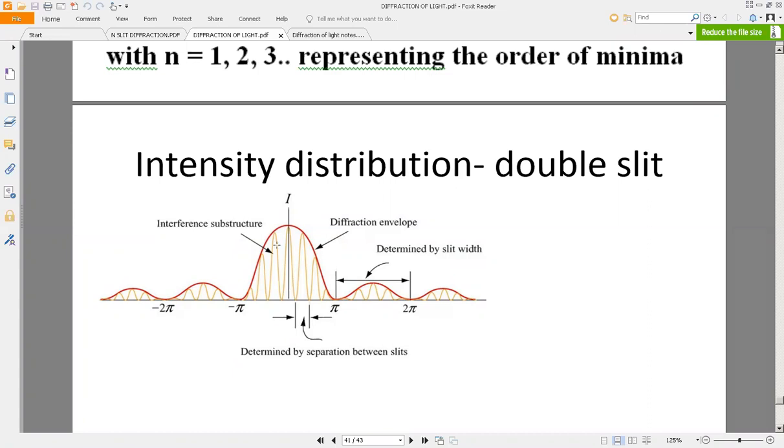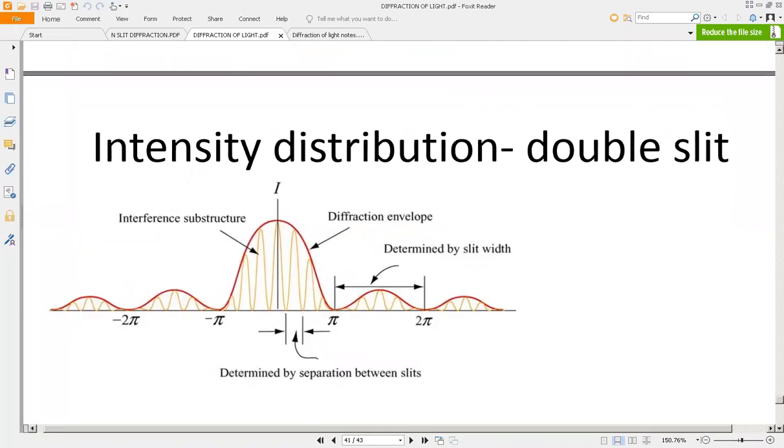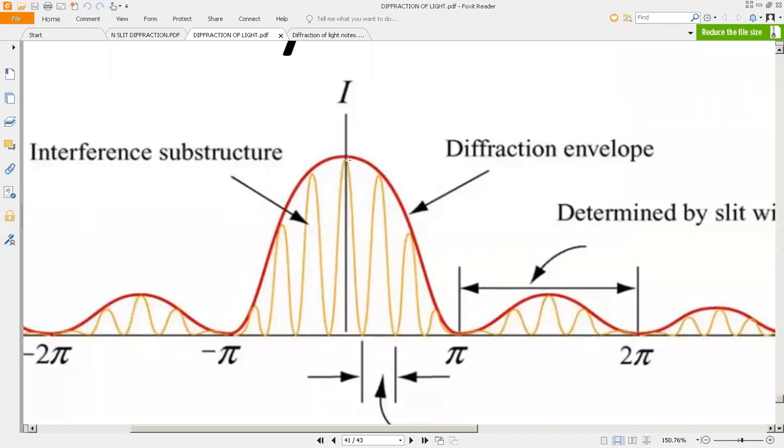So the central peak is, I don't know whether you are able to see it or not. Let me zoom it further. I hope that you can see this. This central one on the vertical axis is the 0th order maxima due to double slit. And this point, as well as this point, are the first order minima. And this one is the first order maxima on either side, another first order maxima. Similarly, this one is second order maxima, and this one is also second order maxima, and so on.